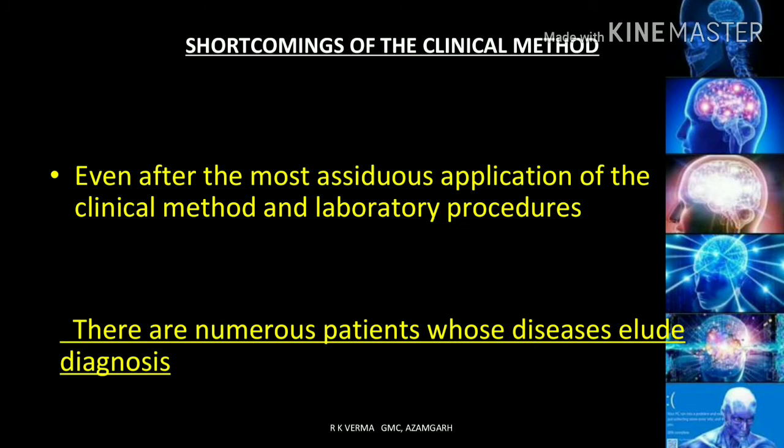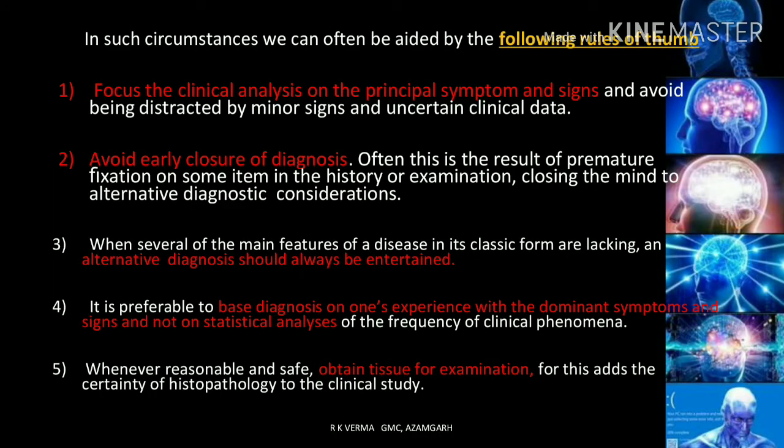Shortcomings of the clinical method. Even after the most assiduous application of the clinical method and laboratory procedures, there are numerous patients whose diseases elude diagnosis. In such circumstances, we can often be aided by the following rules of thumb. The first one: focus the clinical analysis on the principal symptom and sign and avoid being distracted by minor signs and uncertain clinical data.